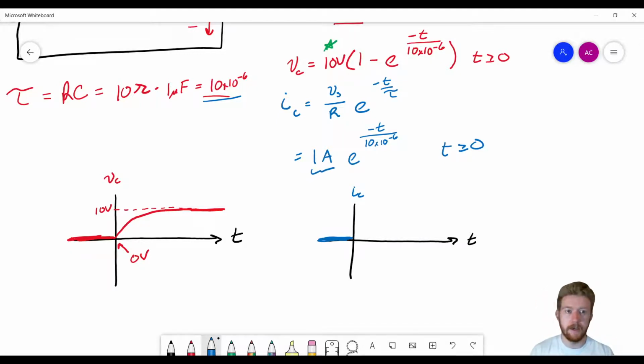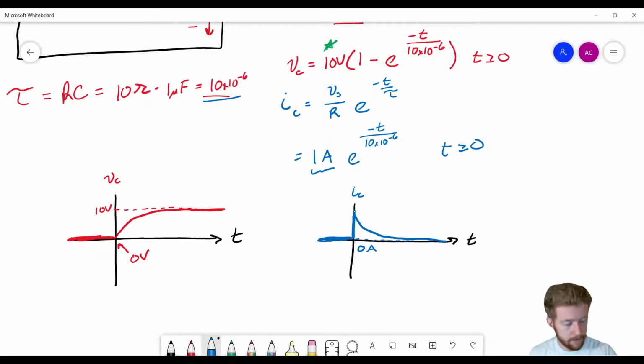That's the maximum value. So this is going to immediately jump up to 1 amp, and then it's going to sort of taper off like this, right? Because after a while, the capacitor is going to be like an open circuit and not going to let any current flow through at all. So after a long time, it's going to get close to 0 amps. I'll make a little dashed line here, just to make sure we know that it's going to approach 0 amps of current.